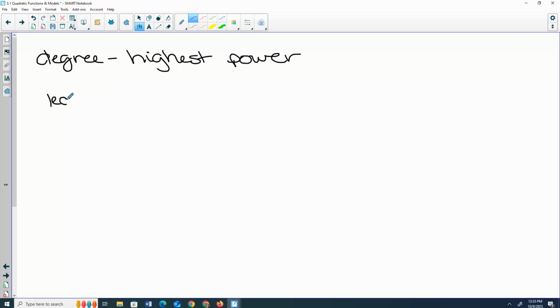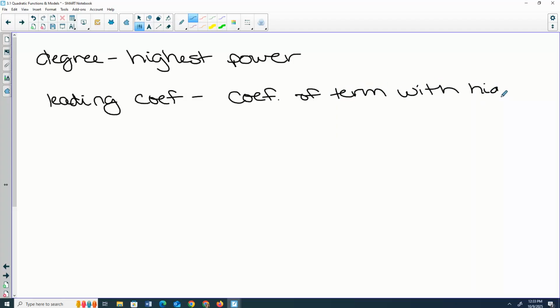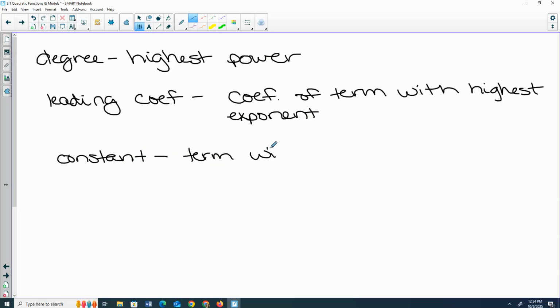Coefficients are the numbers in front of our variable. The leading coefficient is the coefficient of the term with the highest exponent. A lot of times that's written first if it's written in standard form, high to low power, but it doesn't have to be. So you have to make sure you are looking at all of those. A constant term is a term without a variable. So just a number by itself.